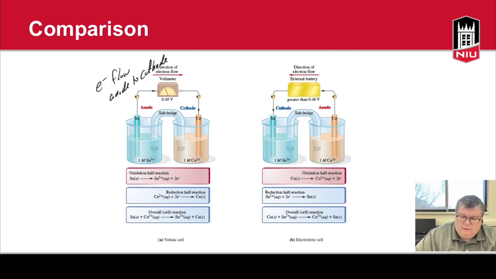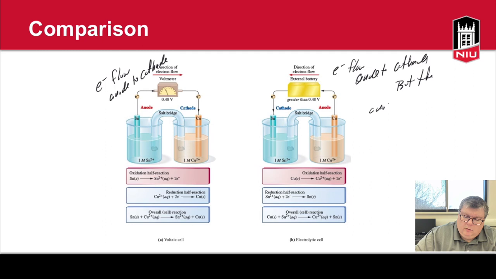In this cell over here on the right, the electrons flow from the now anode to the cathode, but the anode and cathode are reversed. That is because we have an external battery producing an overpotential greater than 0.48 volts. That's the voltage you get from that cell, 0.48 volts.